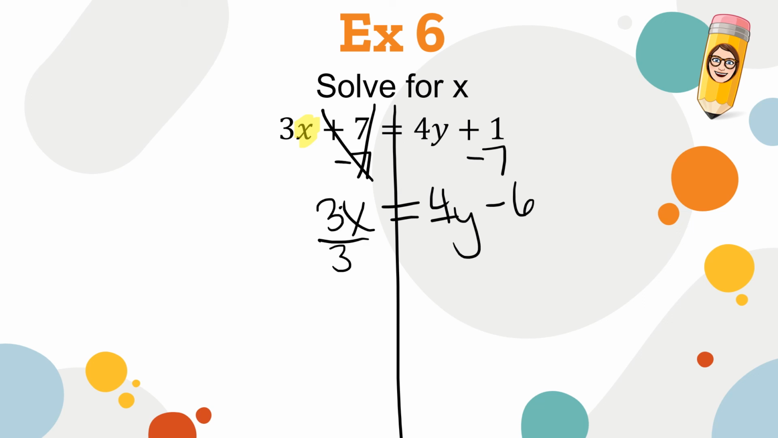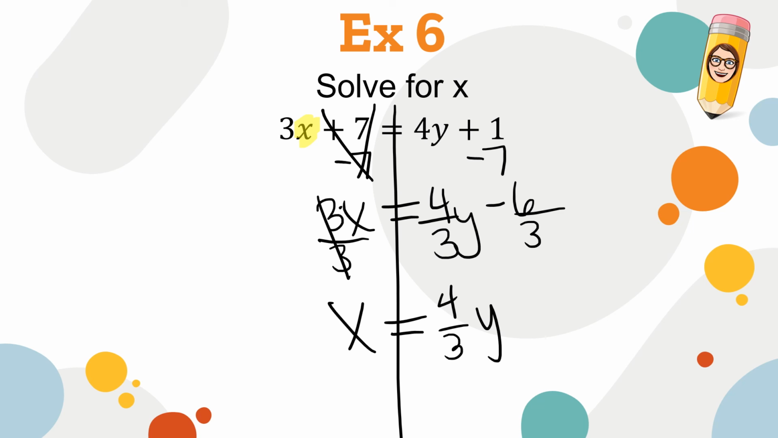Next, instead of times 3, let's divide every piece by 3. We want to undo it. 4 does not divide by 3. 4 does not simplify over 3. But 6 does divide by 3. That gets me a nice clean 2. So in this case, we now have our expression that we can use.